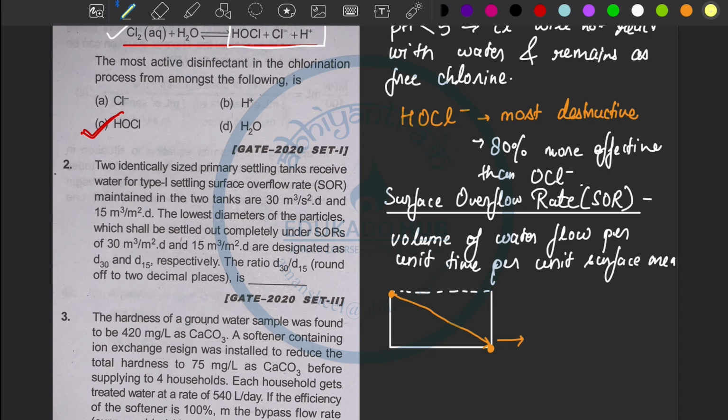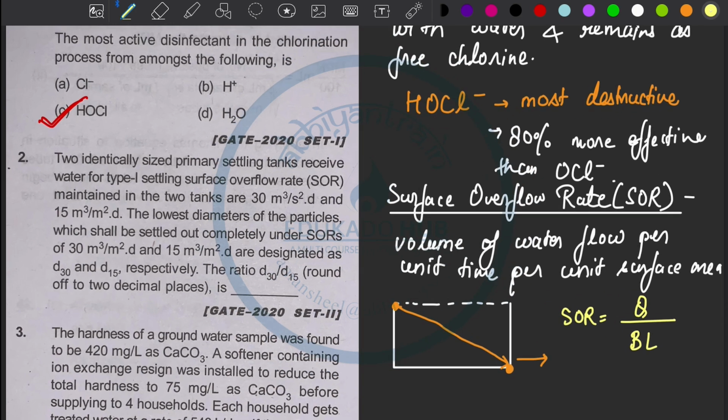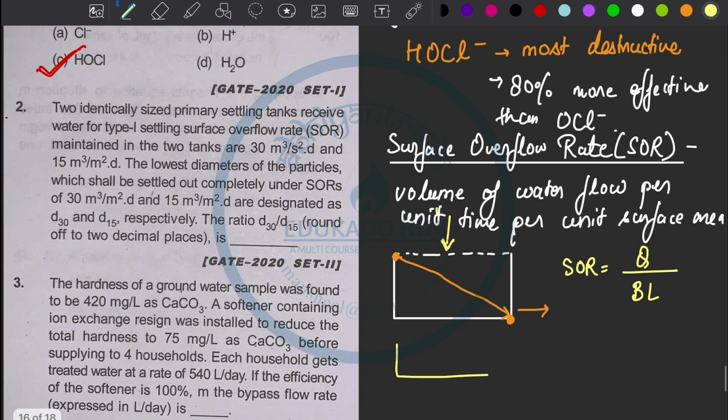Now this surface overflow rate is also given by Q, total discharge, upon B into L, where BL is the plan area. If we see from the top, the area which we see is plan area. This is L and this is B. So B into L is nothing but plan area, right? So this is the surface overflow rate.